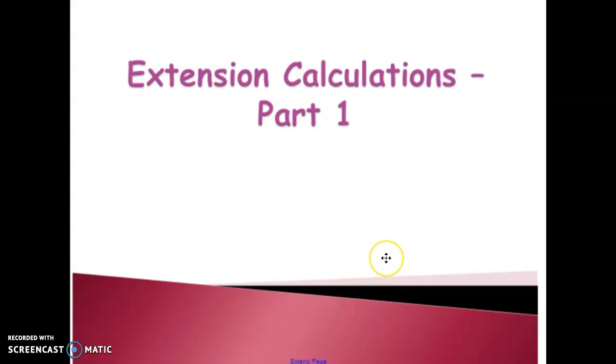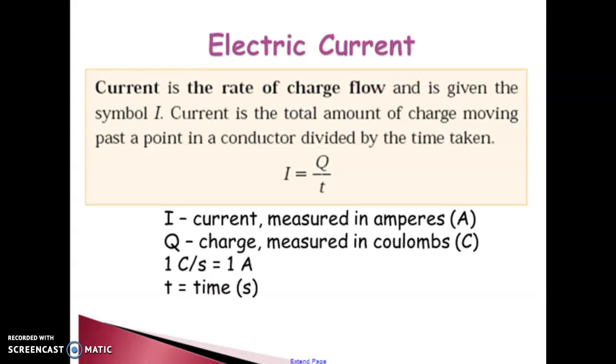Hi everyone. So today we're going to be looking at extending on different types of calculations as part of the AP prep program that have to do with electricity. And actually, we're going to cover some new formula today, and then there will be another part in the last section of electricity as well. Okay, so we've already looked at current.